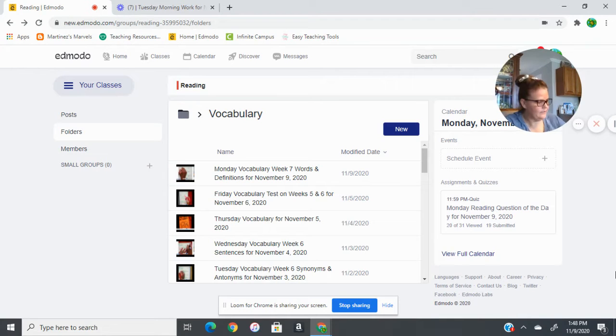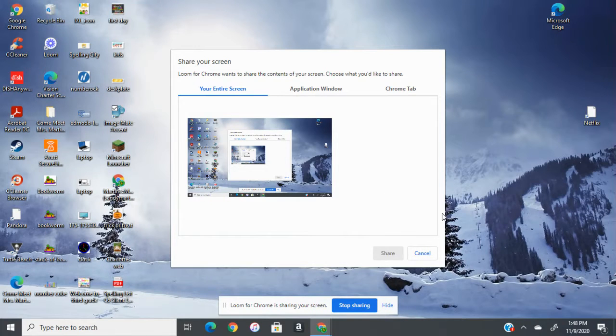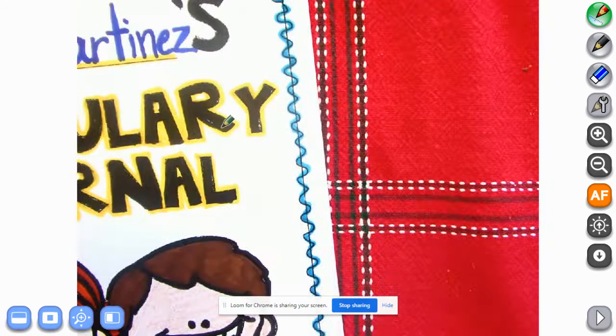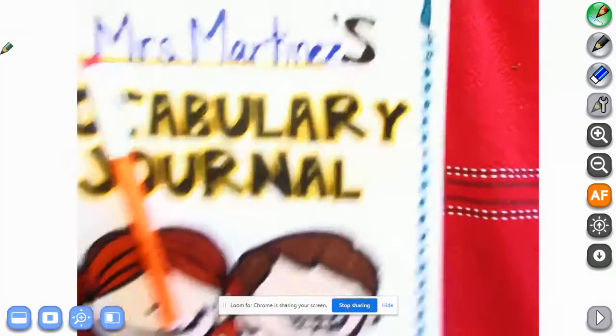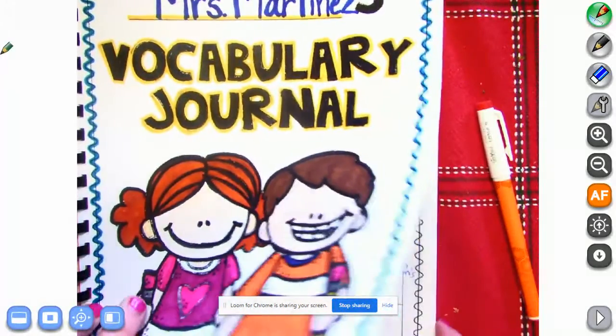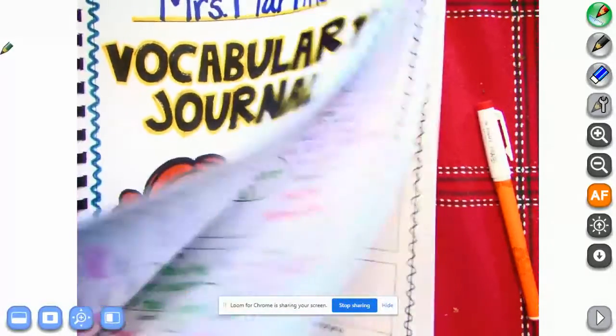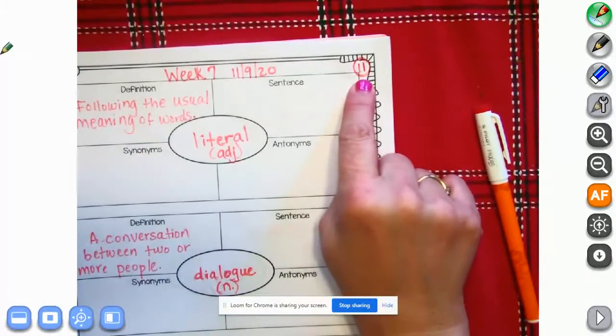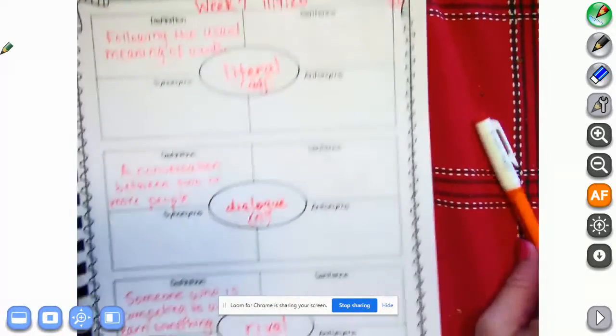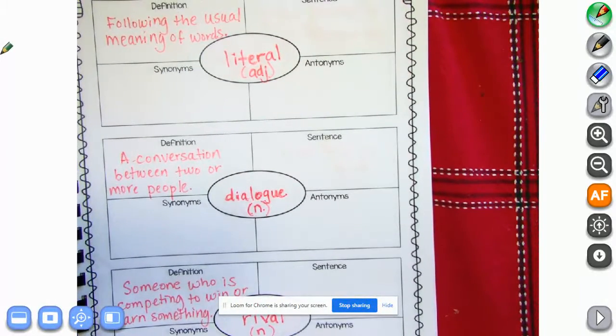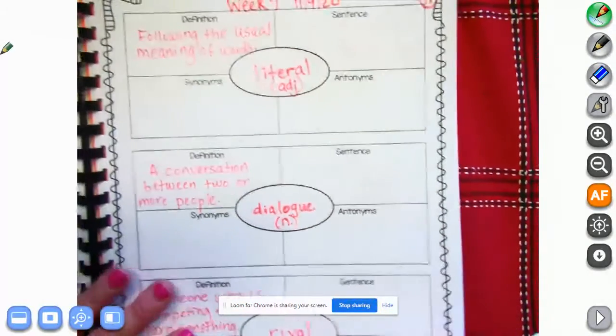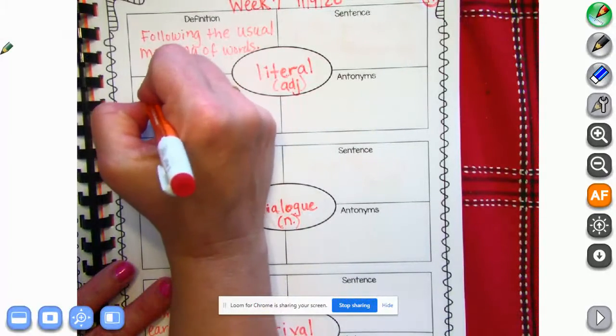On vocabulary now. So if you please grab your vocabulary book, I'll grab the camera so we can get started. All right. So today we're going to talk about the synonyms and antonyms for the last 5 words we just did yesterday. So if you will go to page 11, we're going to work on the word literal first. Literal means following the usual meaning of words. Okay, so it's going to be like the exact words.